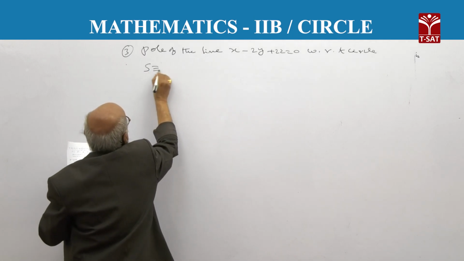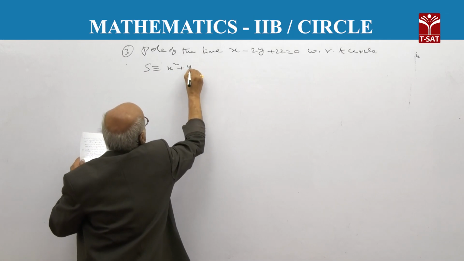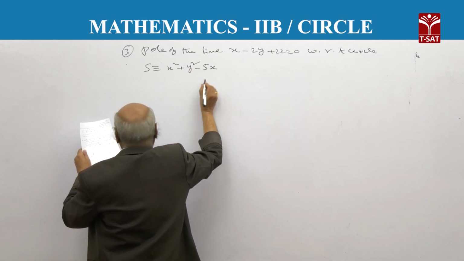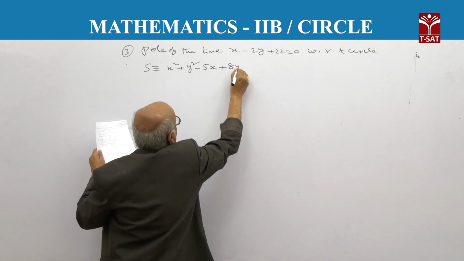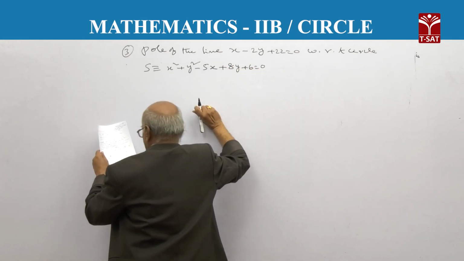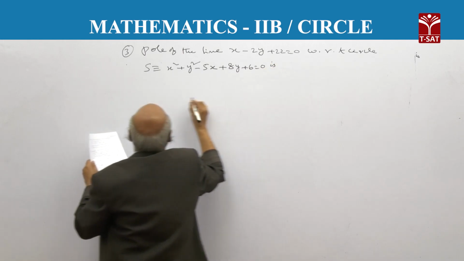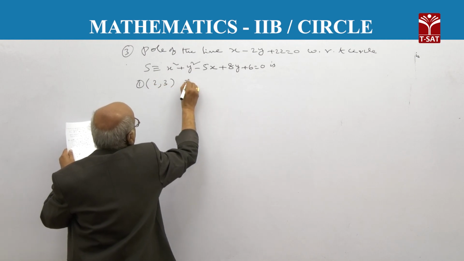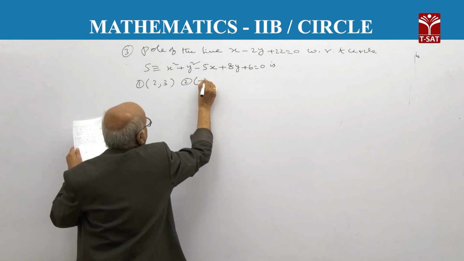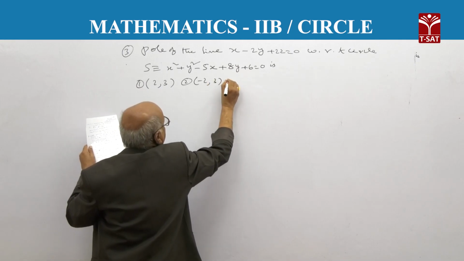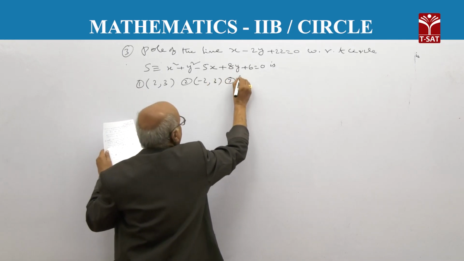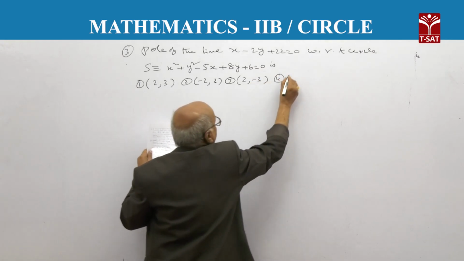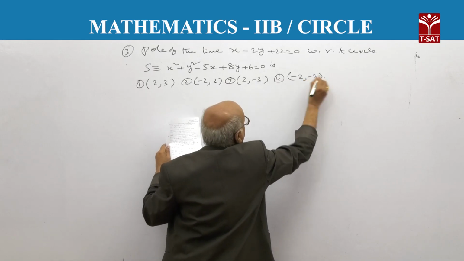S is equal to x square plus y square minus 5x plus 8y plus 6 equal to 0 is 1, 2 comma 3, 2 minus 2 comma 3, 3 comma 2 comma minus 3, and 4 minus 2 comma minus 3.